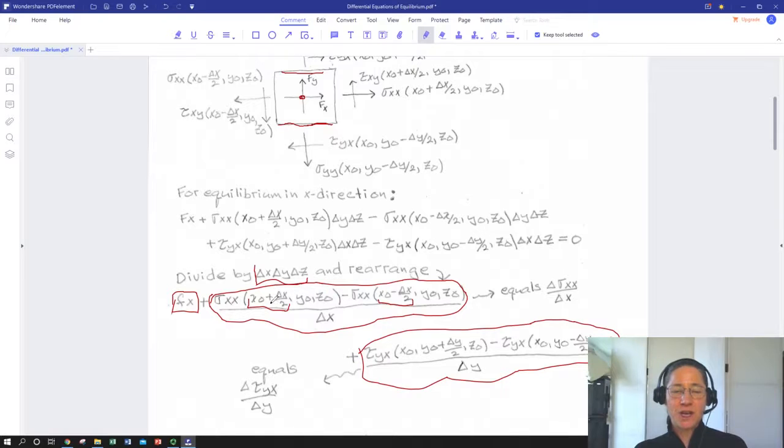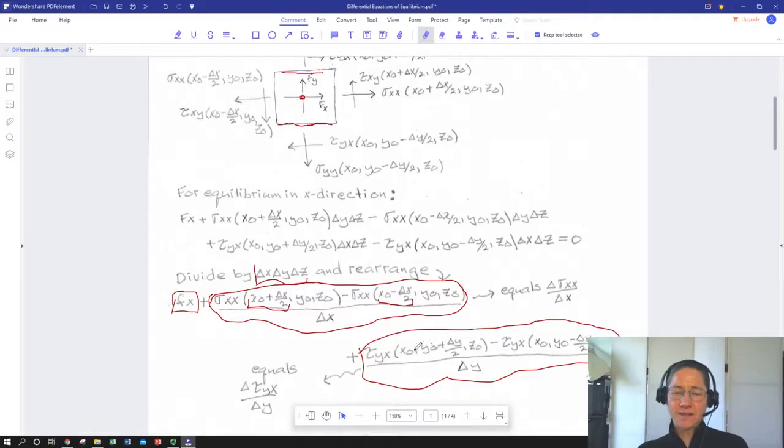y0 and z0 didn't change, and as we'll see on the next page, going from x0 plus delta x over 2 to x0 minus delta x over 2 is another way of saying x0 going to x0 plus delta x. And if we look at it that way, what we're setting up for here, if we took the limit of this term, we would end up getting the first derivative of our normal force in the x direction, sigma xx dx. And likewise with tau.